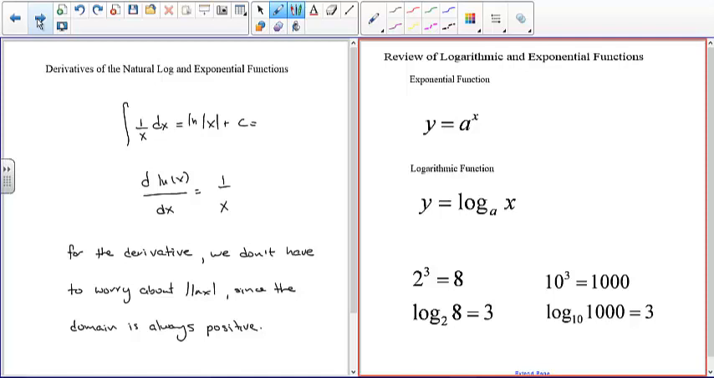Now, what I always think about is, I don't think about it in those terms. What I think about is what number do I need to raise the base to, to get the number in the argument of the log function. So what power do I have to raise 2 to, to get 8? And the answer is 3. Or in this case, what power do I need to raise 10 to, to get 1,000? Again, the answer is 3. Rather than thinking of log base 2 of 8 equals 3, I ask: what number do I have to raise 2 to, to get 8?